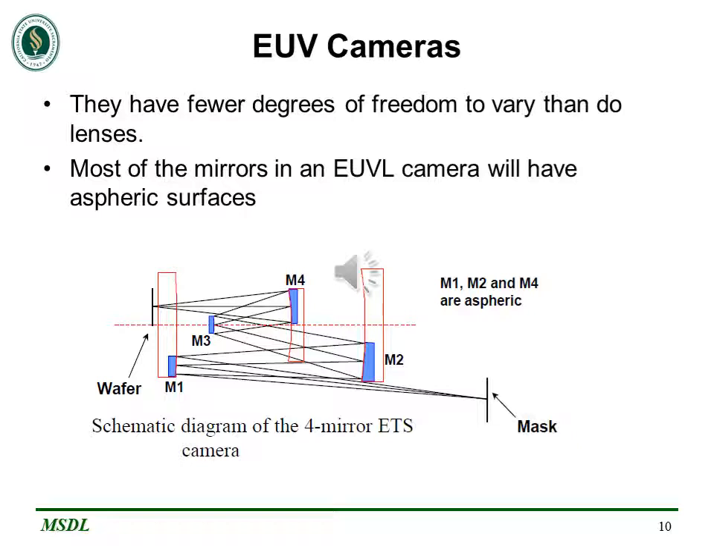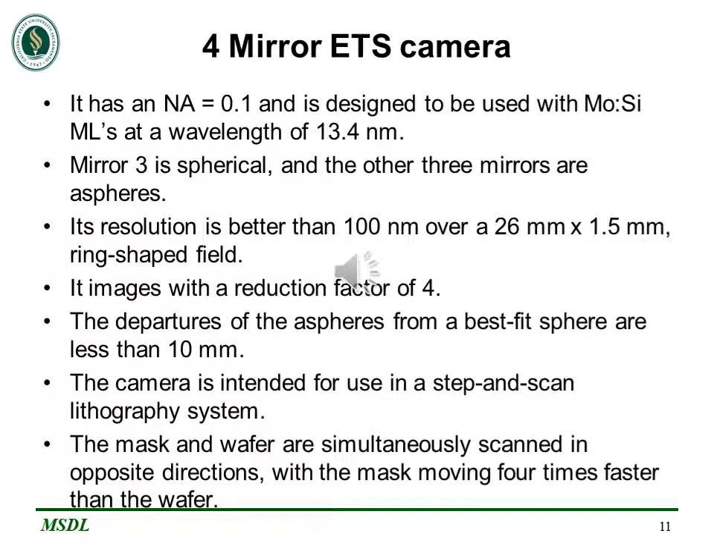The camera will be a part of the engineering test standard, so it's called the ETS camera, and its features are going to be discussed in the next slide. The 4-mirror ETS camera has a numerical aperture of 0.1 and is designed to be used with molybdenum silicon multilayers at a wavelength of 13.4 nanometers. Mirror 3 is spherical and the rest of the mirrors are aspherical. This camera has a resolution better than the 100 nanometer technology. The reduction factor of the images is a factor of 4.